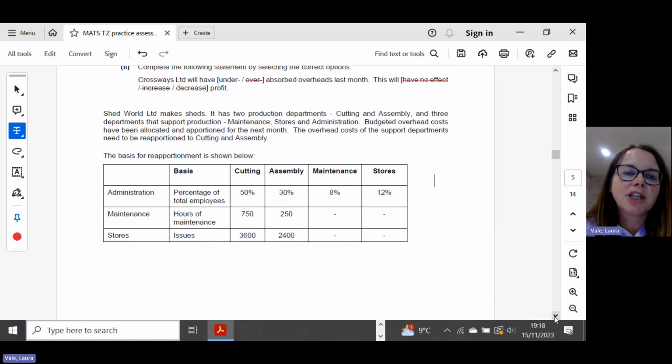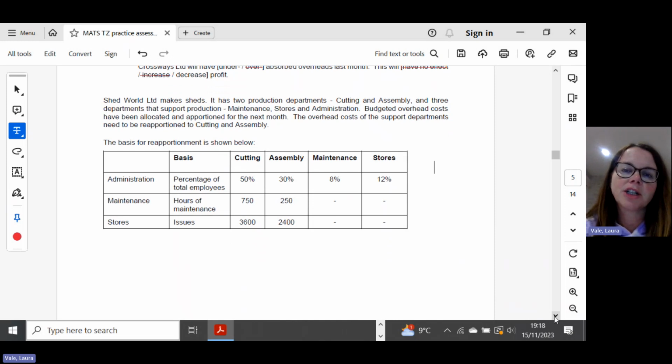Shed World Limited makes sheds. It has 2 production departments, cutting and assembly, and 3 departments that support production, which are maintenance, stores and administration. Budgeted overhead costs have been allocated and apportioned for the next month. The overhead costs of the support departments need to be reapportioned to cutting and assembly. It's telling us how we're going to go about doing the reapportioning.